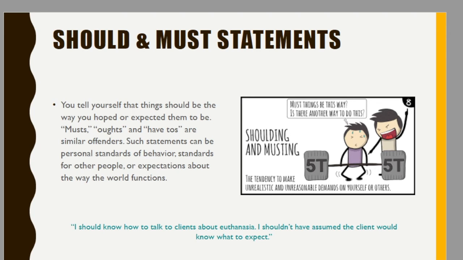So should and musting. It's the tendency to make unrealistic, unreasonable demands on yourself or others. So really, something that you can prevent is, must things be this way? Is there another way to do this? So I often do this one. When I catch myself doing it, it's like, oh, I'm shoulding all over myself again. So don't should all over yourself.